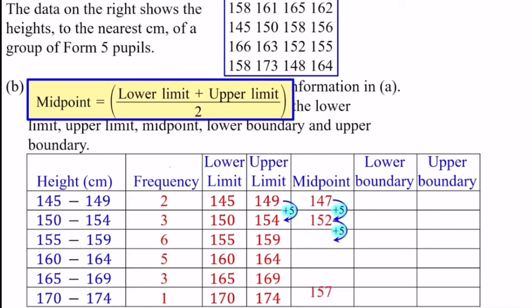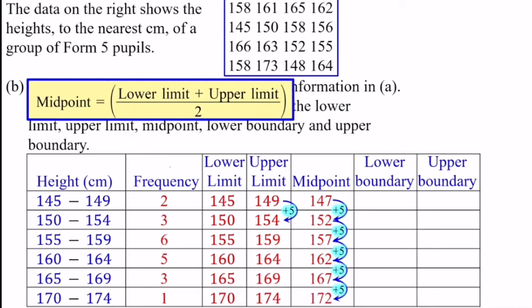157, right? 152 plus 5. And then after that, 157 plus 5 will be 162. After 162, 162 plus 5 will be 167, right? After that, 167 plus 5 will be 172. That will be the last one. So we have solved the midpoint.